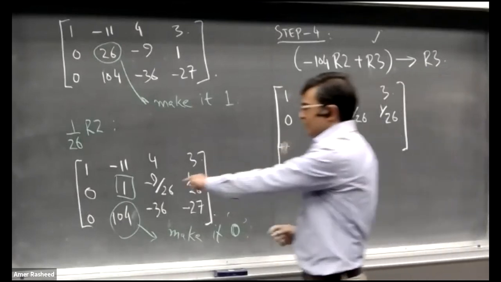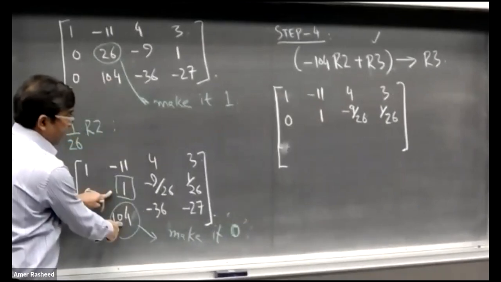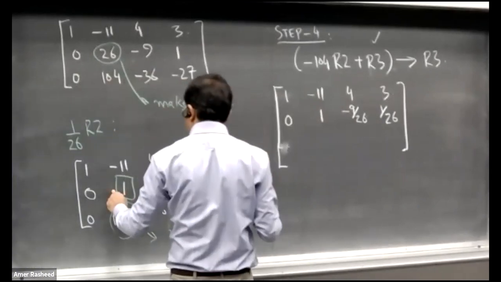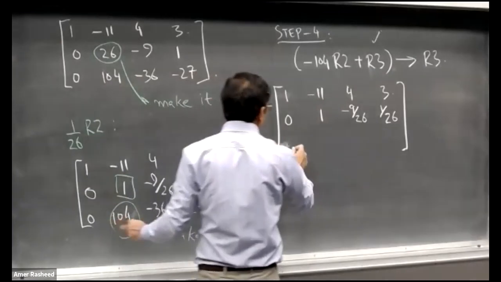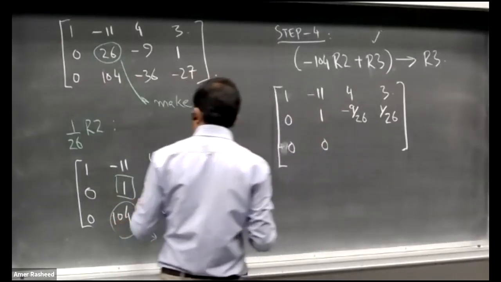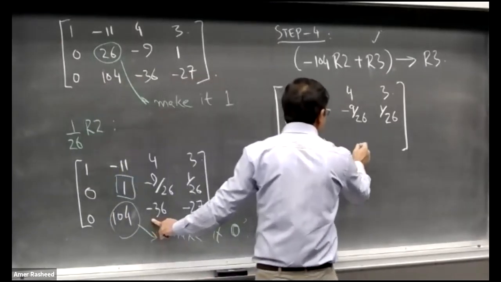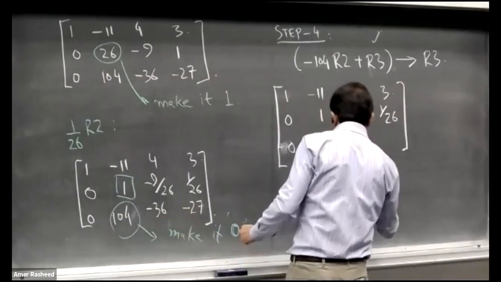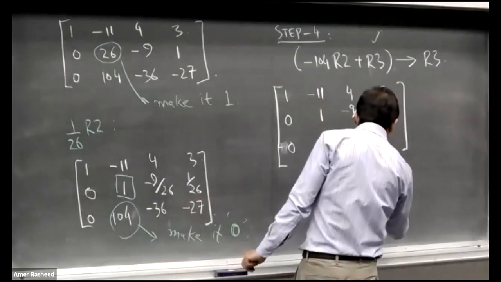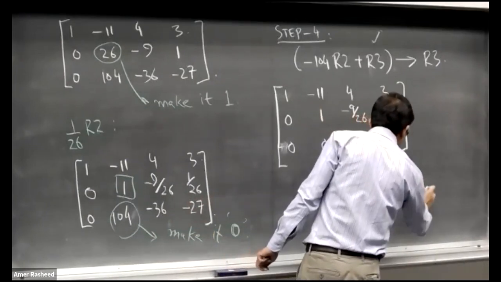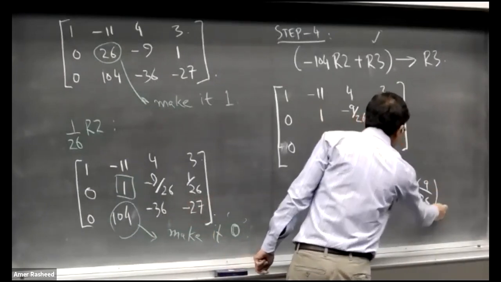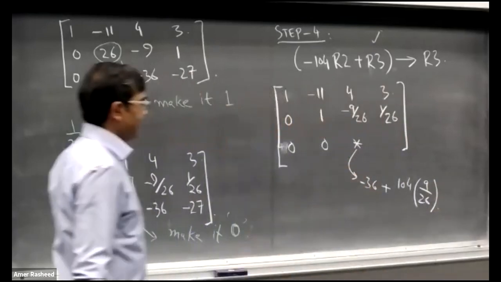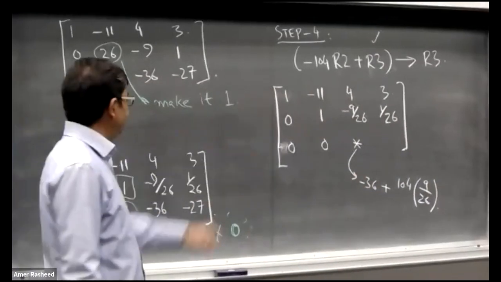अब आप इसको 104 से मल्टीप्लाई करें और इससे सब्ट्रैक्ट करें तो क्या आएगा, सॉरी, माइनस 104 से मल्टीप्लाई करें और ऐड करें. You get 0 here, you get 0 here, and then यहाँ पे ये जो एंट्री है ये क्या होगी, minus 36 plus 104 times 9 by 26. This will be this entry. इसको सॉल्व करें and tell me the entry.